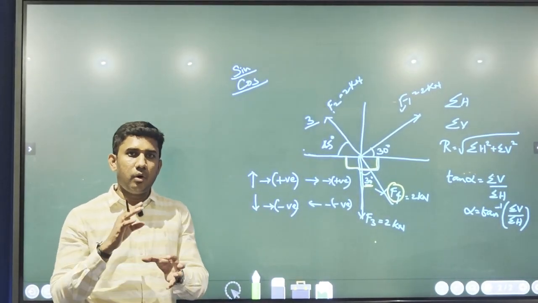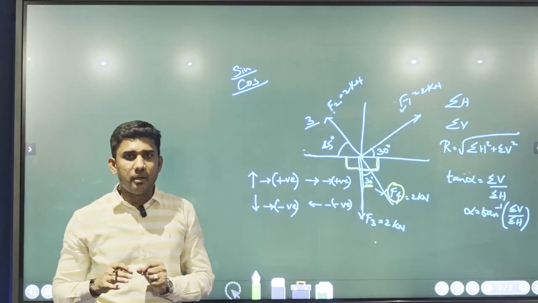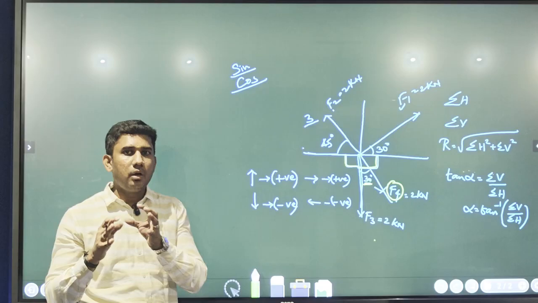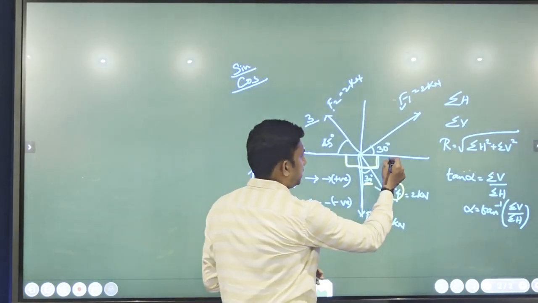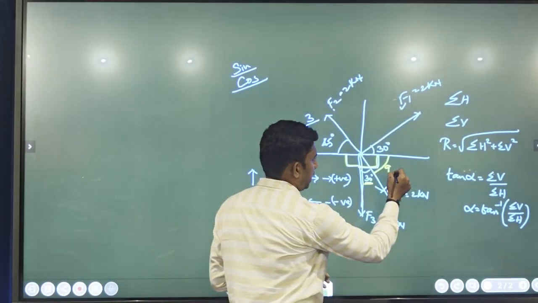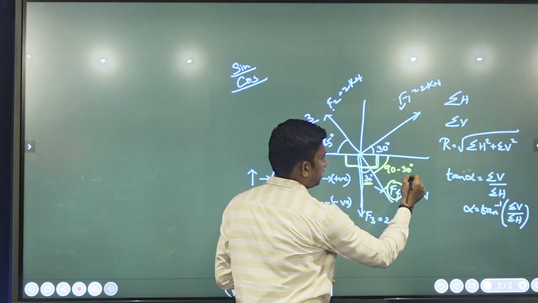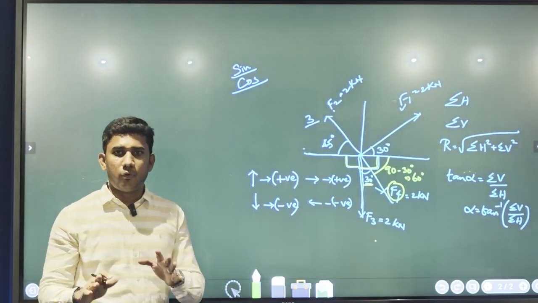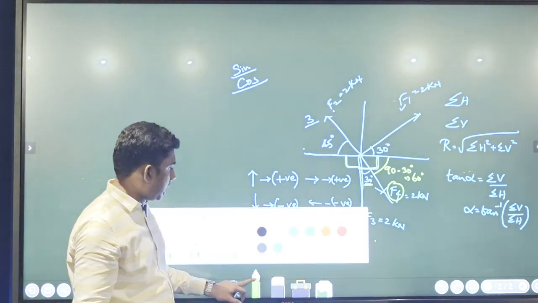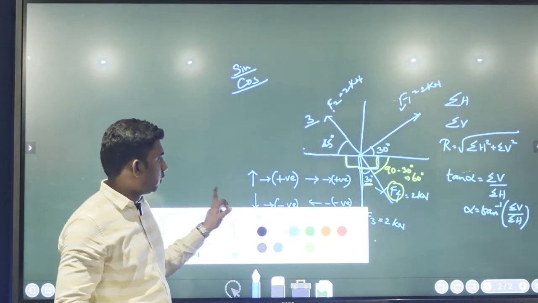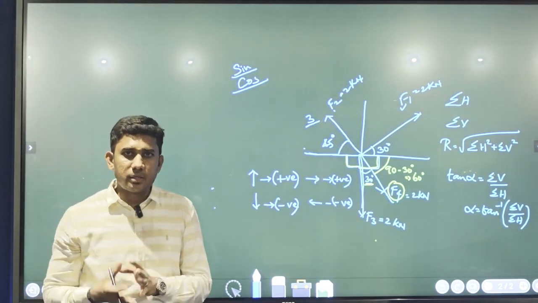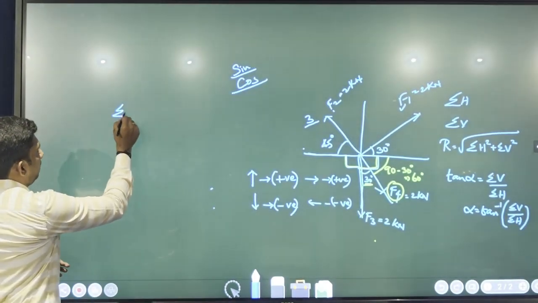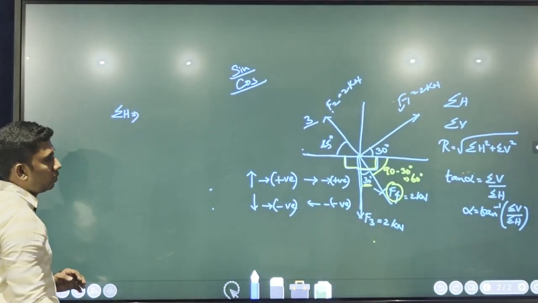So as I said, if I want to go with the sine or cosine formula in this resolution, the angle should be from the horizontal. So it is 90 minus 30, 60 degrees for the force F4. Now I can resolve the forces based on the subject knowledge which I am going to share with you right now. The first step will be summation H is equal to.